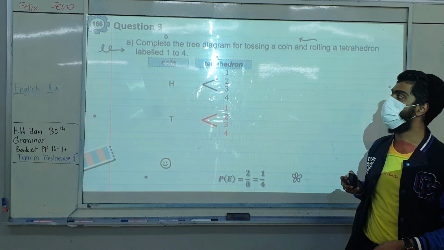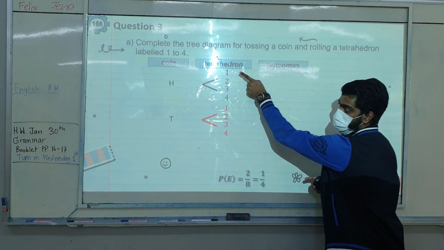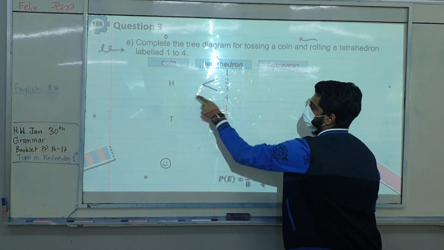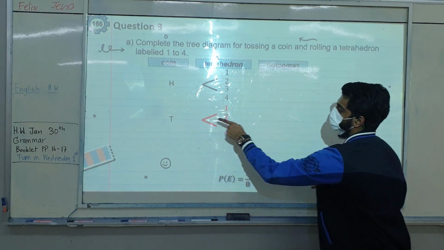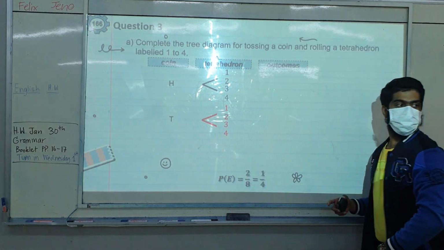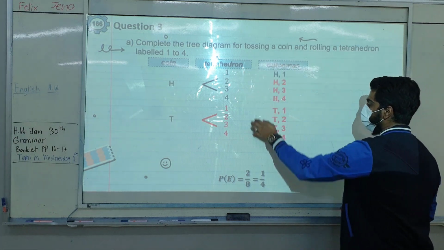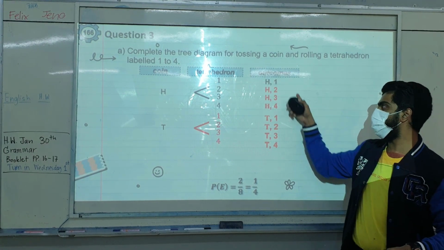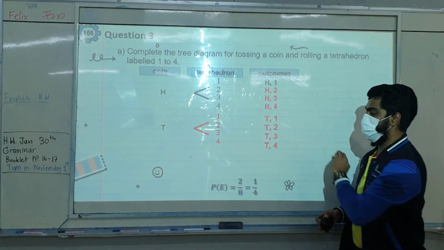The easiest way is to go like this. So we have heads and 1, heads and 2, heads and 3, heads and 4, tails and 1, tails and 2, tails and 3, tails and 4, and we're done. So this will be our total possible outcomes. Love, how many possible outcomes do we have? 8, right? 1, 2, 3, 4, 5, 6, 7, 8.